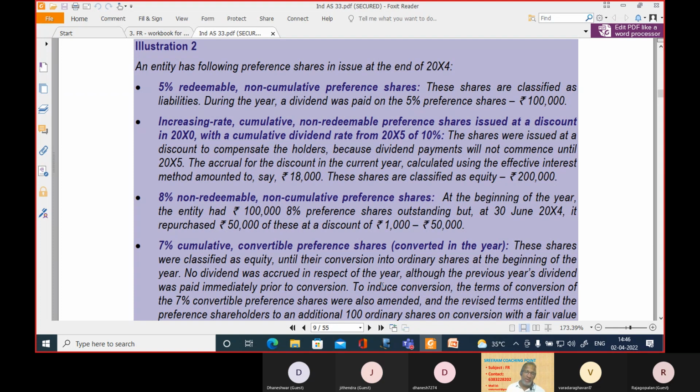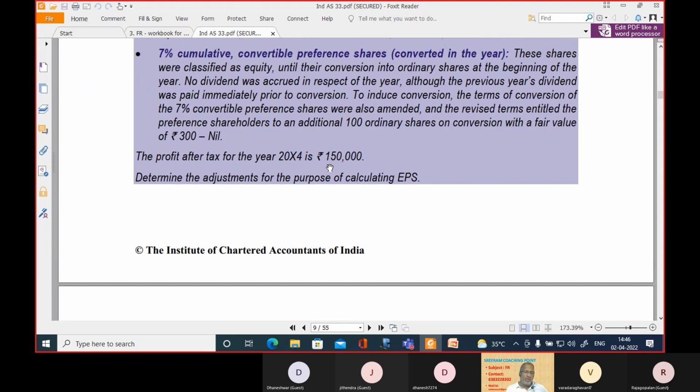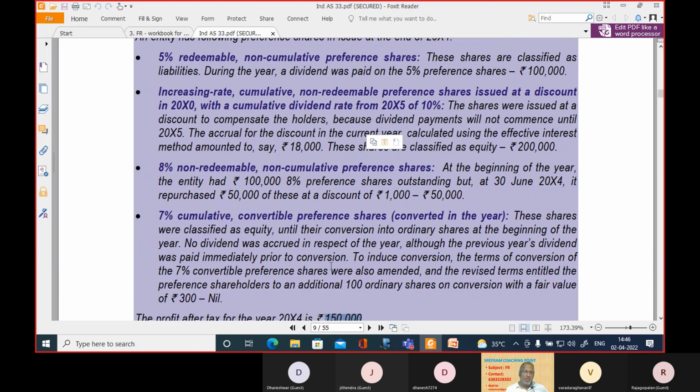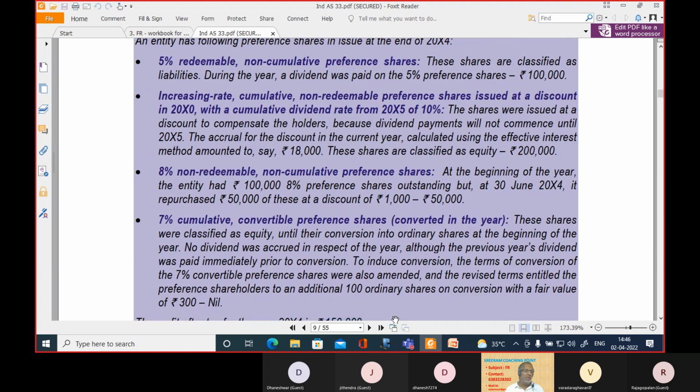They would not have paid this ₹1 lakh. It is only an accrual that they mentioned. Therefore, the net profit of ₹1,50,000 would not have taken this 18,000 into account, and therefore, for the purpose of computing earnings per share, this 18,000 has got to be deducted.